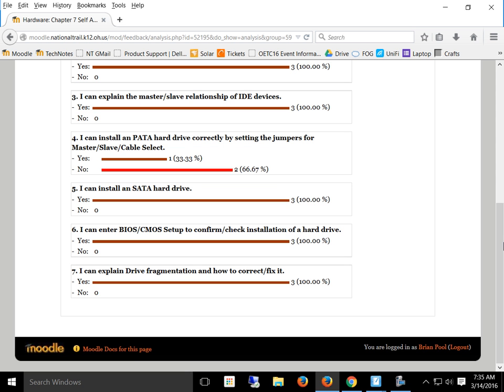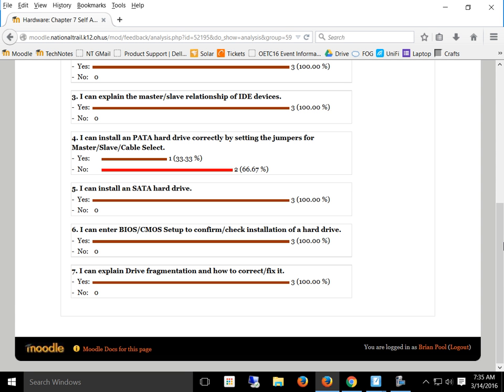I can install a PATA hard drive correctly, and I would have expected that. But like I said, I'm not going to make you because it's kind of silly. Okay, I just wanted you to understand the difference. I can install a SATA drive, everybody says yes. I can enter BIOS setup to confirm the installation of the hard drive. And I can explain drive fragmentation and how to correct for it. So we looked at drive fragmentation the last time we were doing lecture.